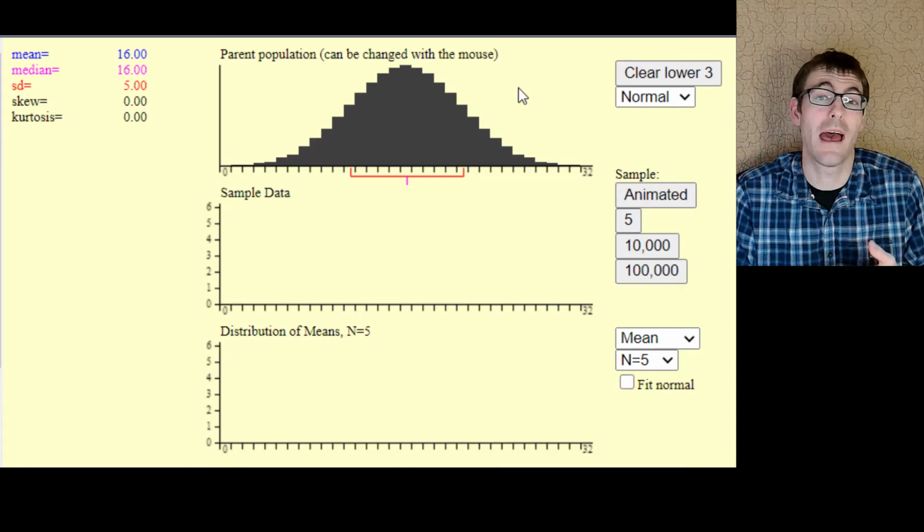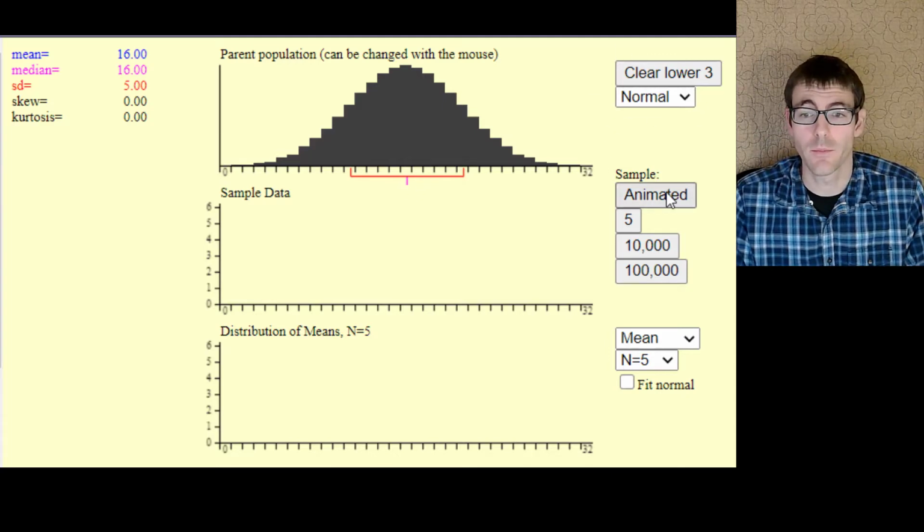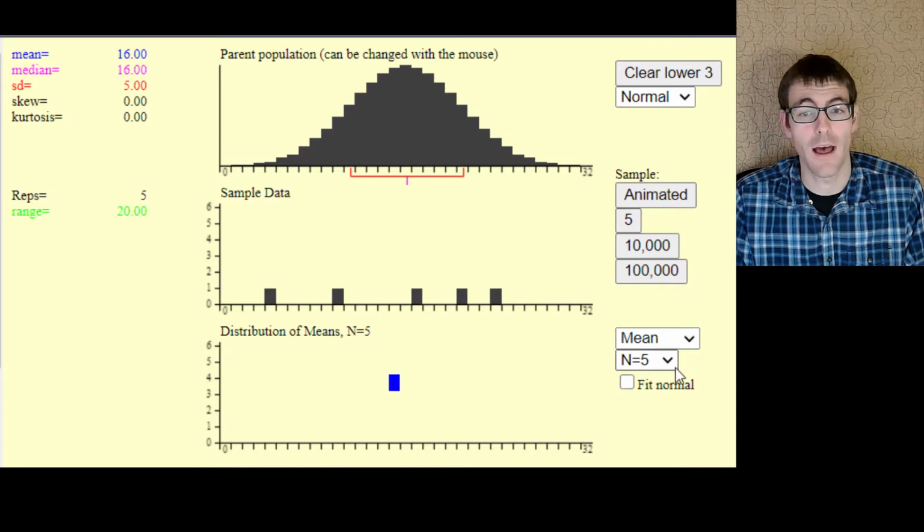And so to estimate what the average is, so what we're focusing on is what the average length of a Twizzler is, we can take a sample. So let's take a sample of size 5.